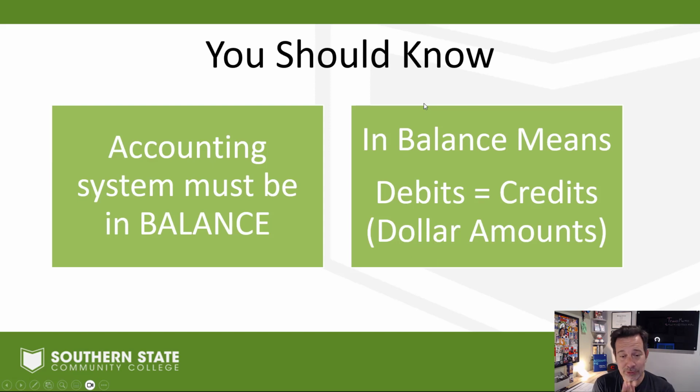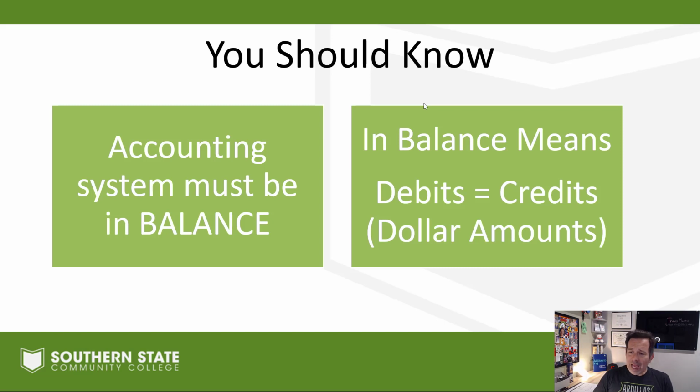By now, you should know our accounting system always must be in balance. Right? Assets equals liabilities plus equity. Debits equal credits. Accounting system, always in balance. When I say in balance, I mean just that. Debits equal credits in dollar amount.